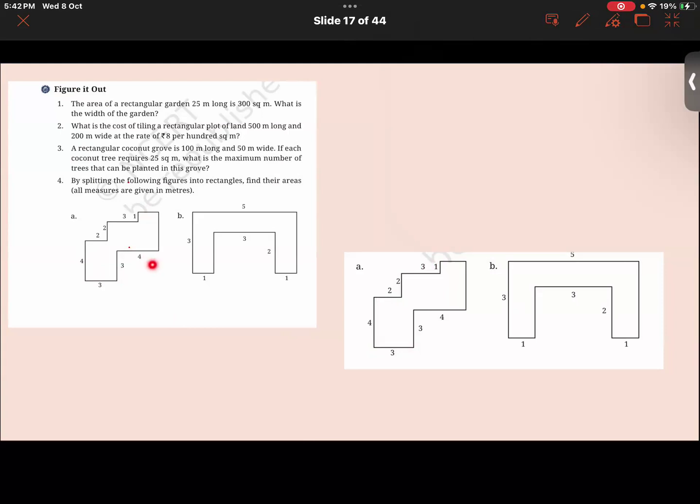So we are going to do some construction here, like we will split this figure into rectangles. So what can we do here? We can draw dotted lines like that, isn't it? We can draw dotted lines like this here. Okay, then we can draw some dotted lines here also, like this and like this. Getting it? So here we are having how many figures? Let's call them figure A.